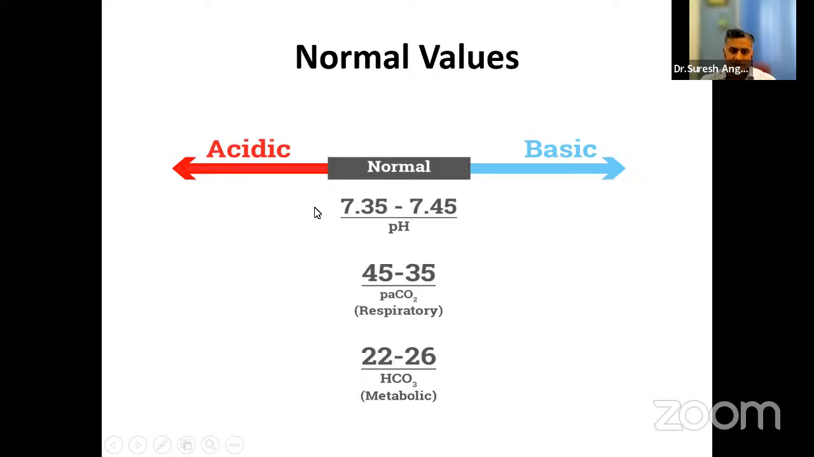If the pH is less than 7.35, it is acidic. If it is more than 7.45, it is alkalotic. For CO2, the normal range is 35 to 45, and for bicarbonate, the range is 22 to 26. But for practical purposes, for analyzing blood gas analysis, these are the numbers that we should remember: any pH less than 7.40 is acidic and more than 7.40 is alkalotic. CO2, if it is less than 40, it is respiratory alkalosis, and if it is more than 40, it is respiratory acidosis, and the same is for bicarbonate. That number for bicarbonate is 24.